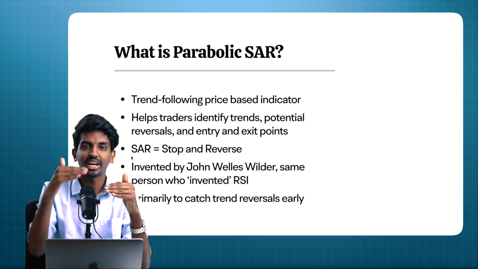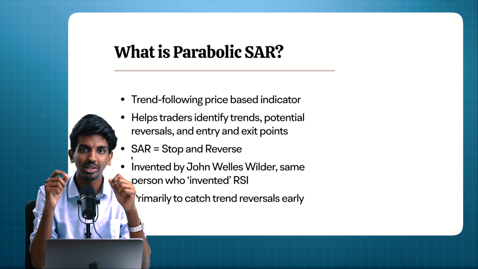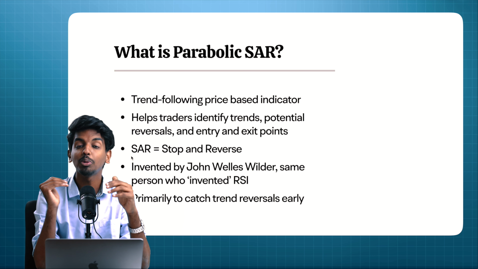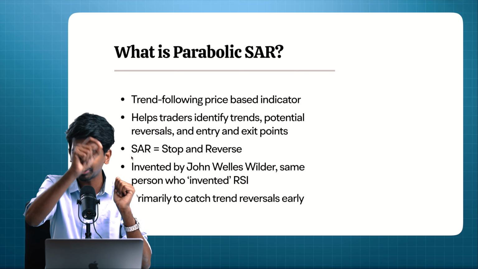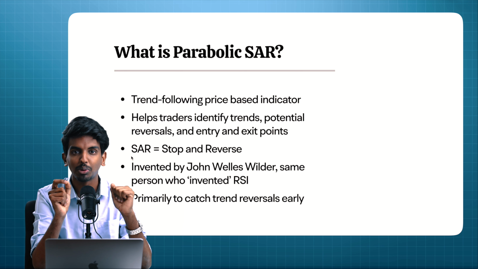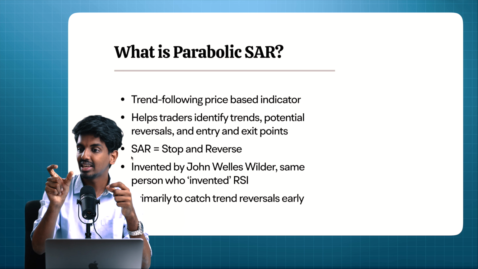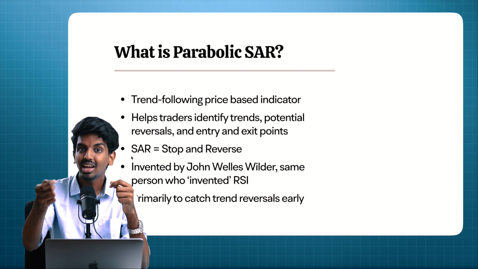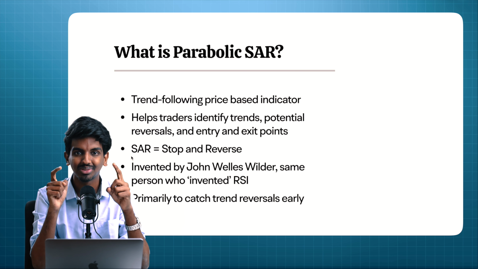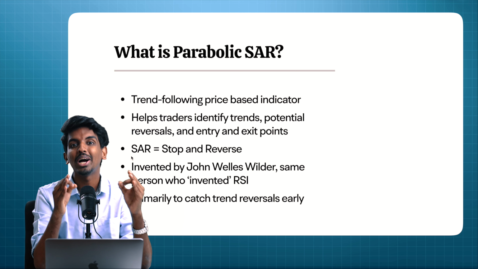Suppose you have a long trade which you took at 100 rupees. You bought a stock and you have a stop loss at 95 rupees. And the price moved down, it hit your stop loss. And what if you took a double down order there? That means instead of just taking your stop loss there, you took a short trade there. That is the concept of stop and reverse.